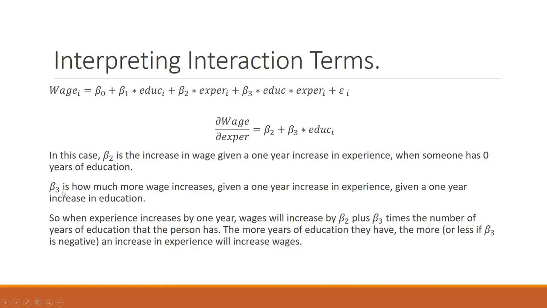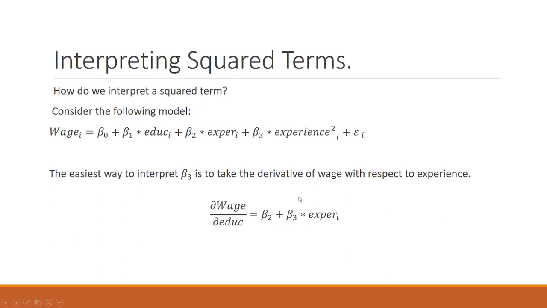All right. So beta 3 is how much more wages increase, or how much less wages increase, given a 1 year increase in experience, given a 1 year increase in education. Okay? Let me know if this is tricky, and we can talk about it some more. All right, how about interpreting a squared term? How do we interpret a squared term?